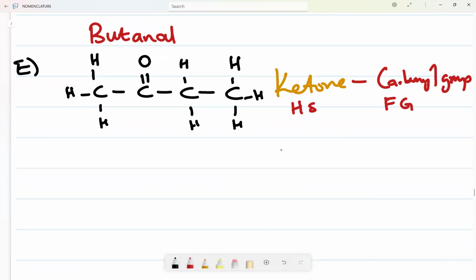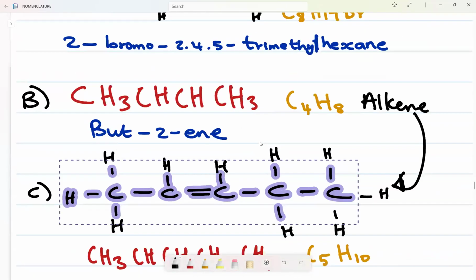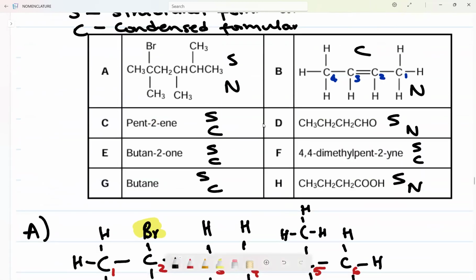If I were to draw the condensed structural formula for this one, it is going to be CH3, CO, because it's C and O, then CH2, CH3. I just write whatever I see. No, I'm not writing any bonds there. Number D, number F.